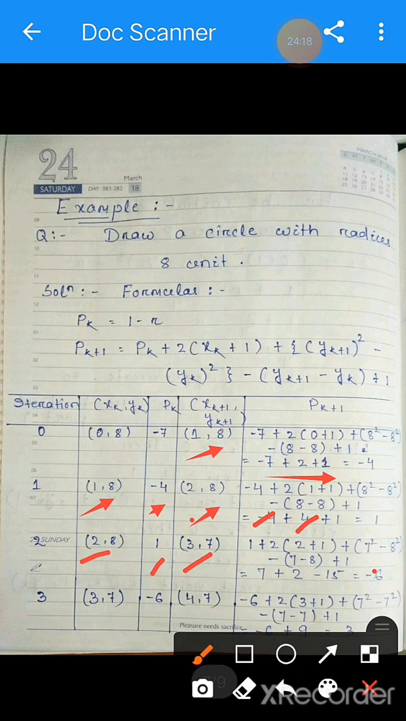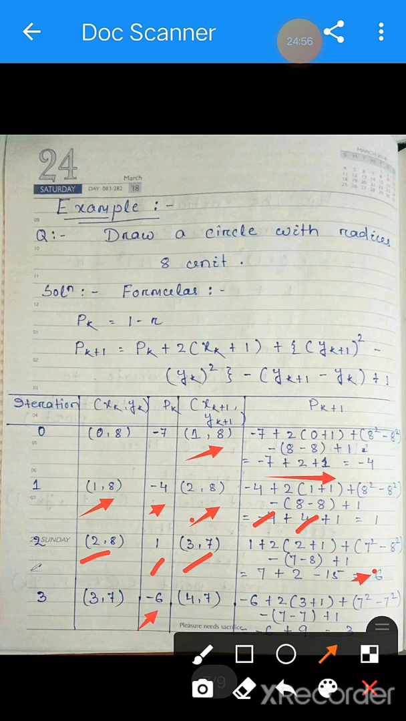After that we will get 7 plus 2. 7 means 2 plus 1 is 3, 3 into 2 is 6, 6 plus 1 is 7. So 7 square minus 8 square, after that 49 minus 64 is equal to minus 15. Students can calculate this. After that 7 plus 2 minus 15 equals minus 6. Minus 6 is your pk plus 1 value. This pk plus 1 value is your next iteration pk value.